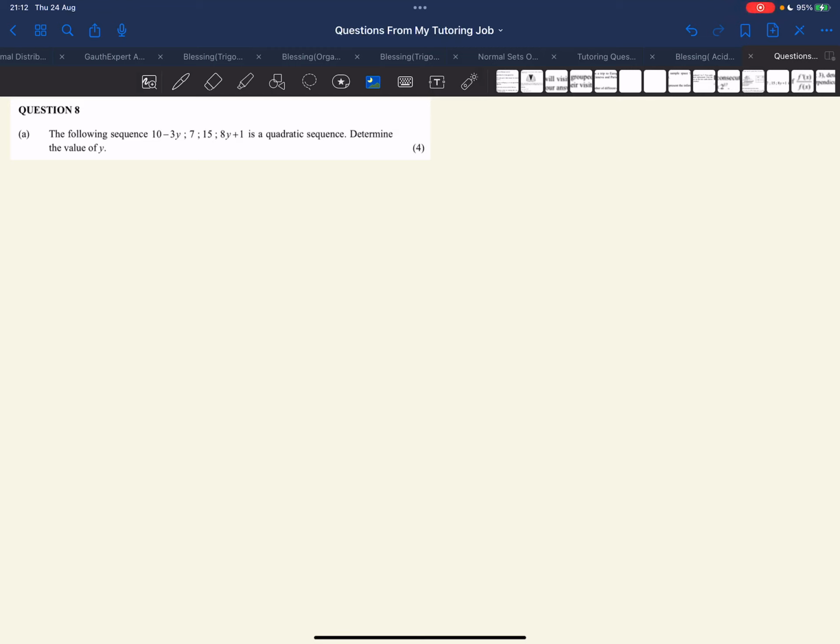Okay, right. In question 8a, they say that the following sequence, 10 minus 3y, 7, 15, 8y plus 1, is a quadratic sequence. Determine the value of y. Now let's write down that equation.